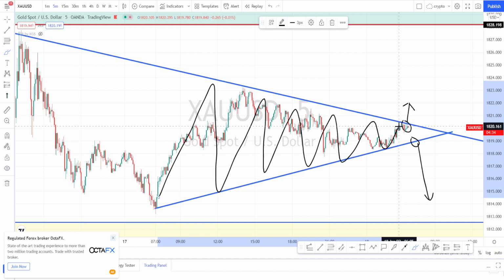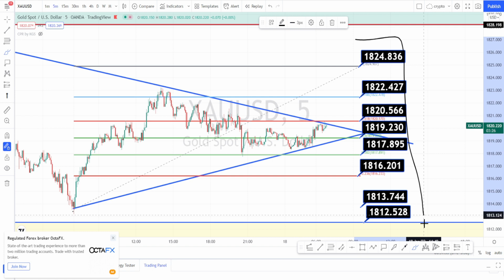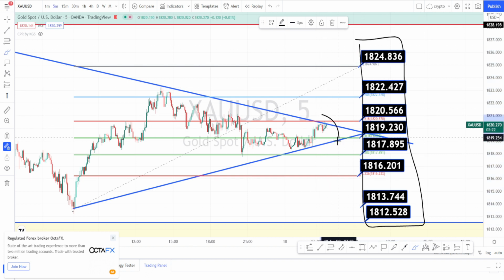Let us mark the support and resistance levels. So these are all the support and resistance levels in 5 minutes time frame. Currently the price action is trading within the resistance level of 1820 and support level of 1819. Wait for it to breach this resistance line or the support line to take a directional trade.